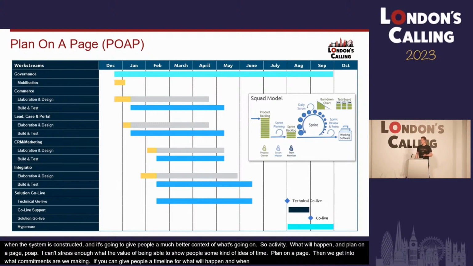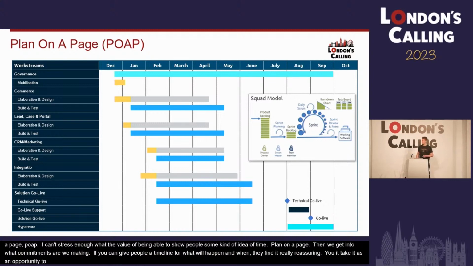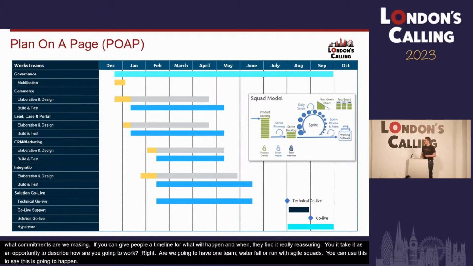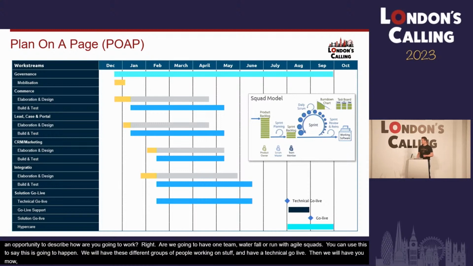You can also take it as an opportunity to describe how you're going to work. Are we going to have one team? Is it going to be waterfall? Or are we going to run with agile squads? So you can use this to say, this is going to happen, and we're going to have these different groups of people working on stuff. We're going to have a technical go live, and then a production rollout after that. Don't forget the hypercare. I always find that very reassuring.